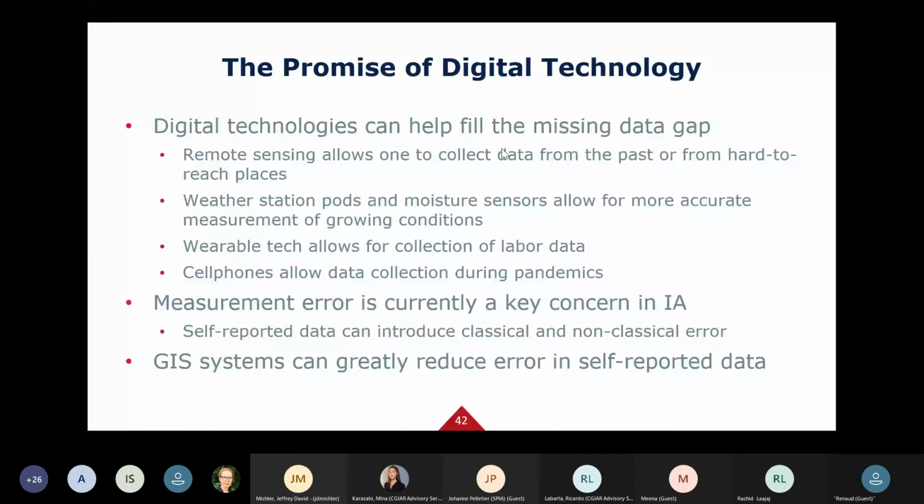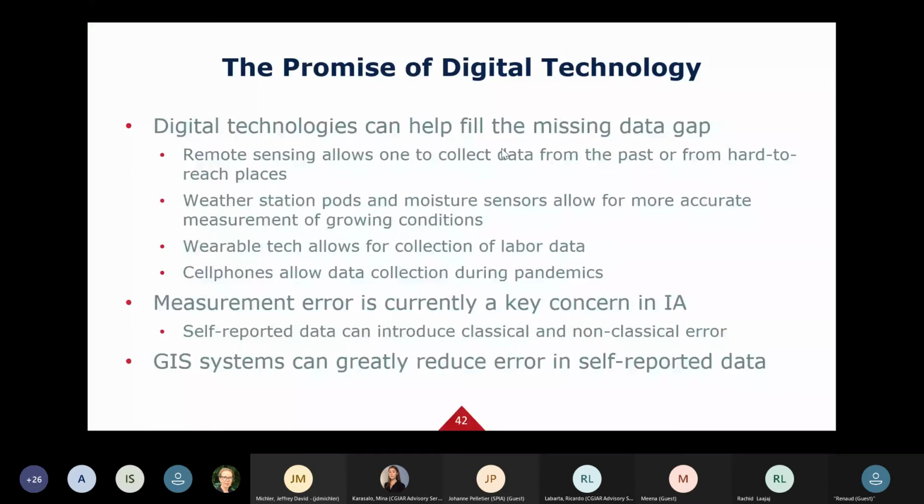So in our case, digital technologies, we've heard a lot about digital technologies and what they can do for us, and in a lot of cases they can help fill these missing data gaps. In our case, remote sensing allows us to look back into the past, pre-2011, all throughout the last decade, and allows us to partially fill in the gaps for areas where data was never collected. If you're doing something other than our project, you can use remote sensing to look at hard to reach places that may not be safe to visit in person.